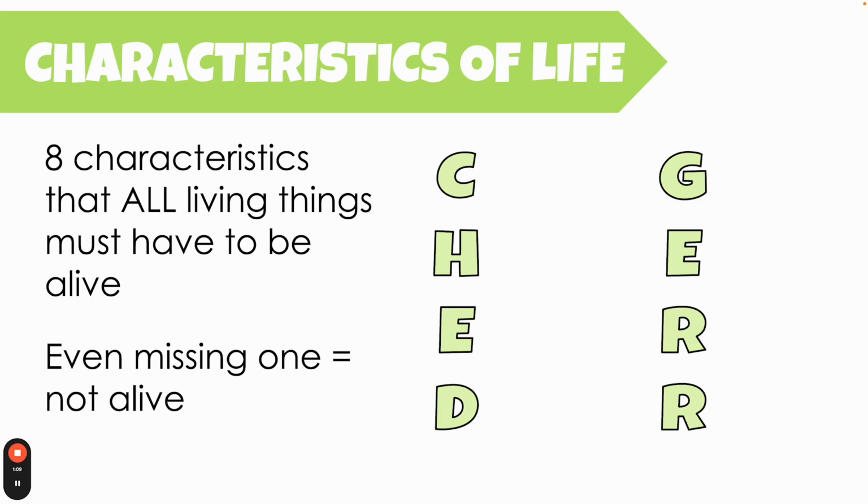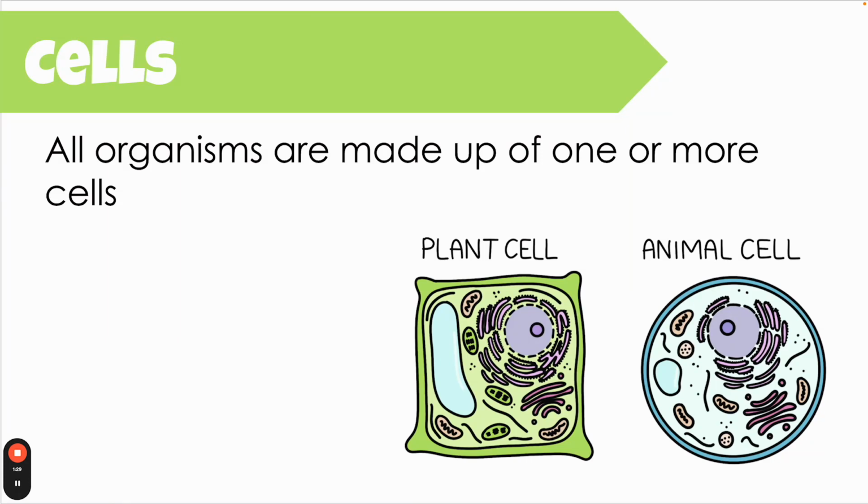The way I like to remember these 8 characteristics of life is to use the acronym CHEDGR. We'll start with the C, which stands for cells, and then we'll go through each of these. So just remember that acronym. It will help you remember what these 8 characteristics are. So again, that first letter is the C, which stands for cells.